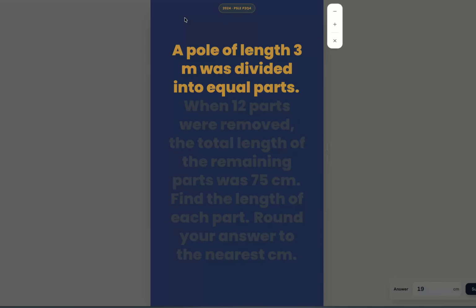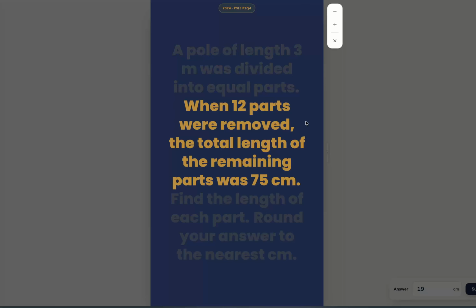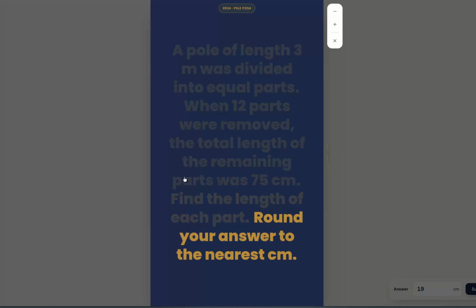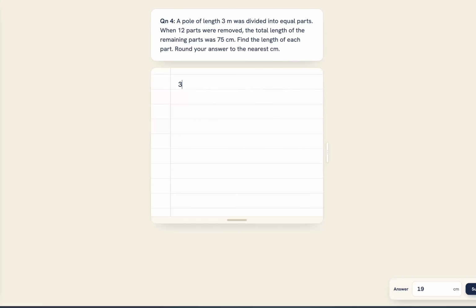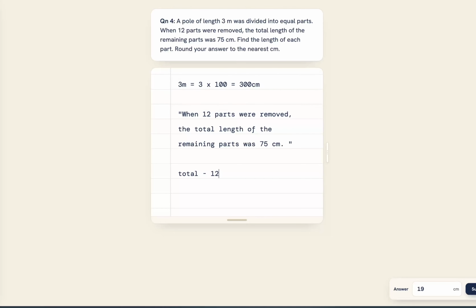Question 4. A pole of length 3 meters was divided into equal parts. When 12 parts were removed, the total length of the remaining parts was 75 centimeters. Find the length of each part. Round your answer to the nearest centimeter. So first, 3 meters is equal to 3 times 100, which is 300 centimeters. When 12 parts were removed, the total length remaining was 75 centimeters. So what this whole statement means is minus 12p equal to 75 centimeters.